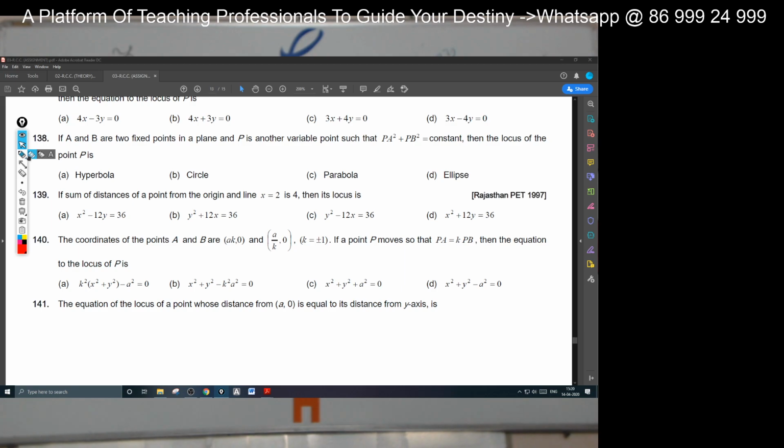I'm talking about question number 139. This question I'm talking about: if the sum of distances of a point from the origin and the line x equal to 2 is 4. I expect the answer from you. Question number 139.